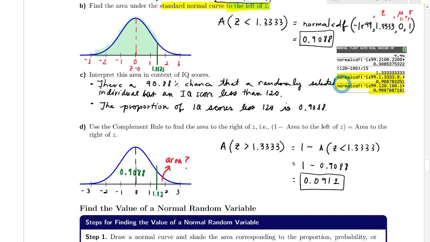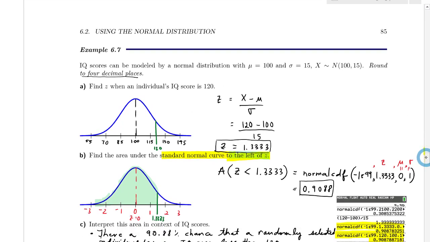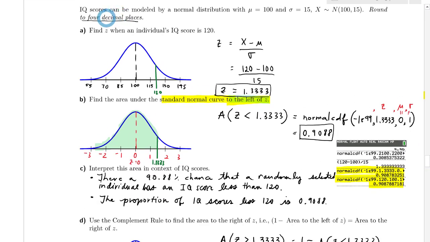So the goal here in this example 6.7: if you want to find area to the left, you could either leave it in the distribution as normal CDF with the distribution values. If you need to standardize, you would find a z-score and then bound it by 0, 1 as the mean and standard deviation. Once you find the area on one side of your observed value, you can just use the complement rule to subtract from 1. So you kind of can play with it.